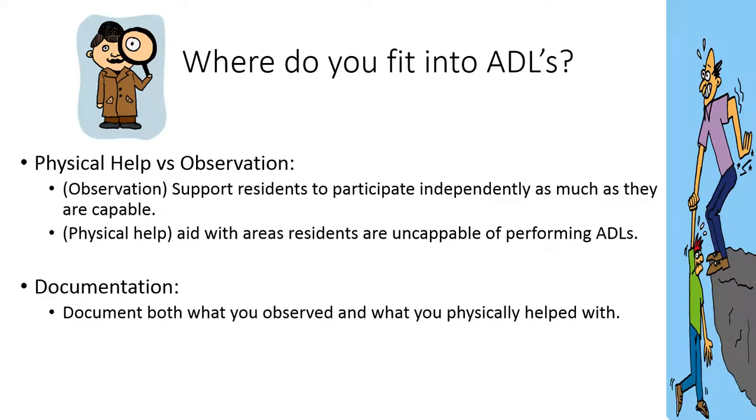These photos are great. The guy with the eyeglass there is observing the situation. He's not helping, but he is closely looking into his eyeglass to see what is going on. And then on the right side of the screen, you have the guy falling off the cliff. He is totally physically helping the situation to get that person back up onto the cliff. That is total assistance. Our documentation is both what you observed and what you physically helped with.